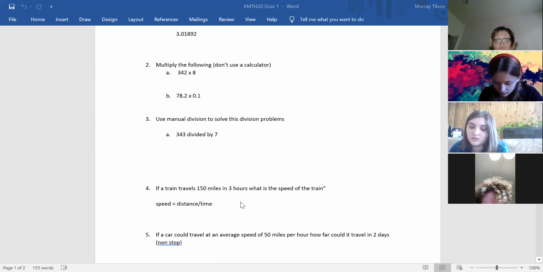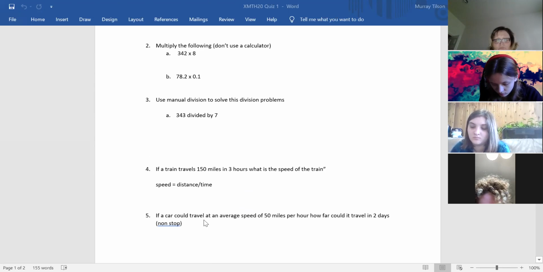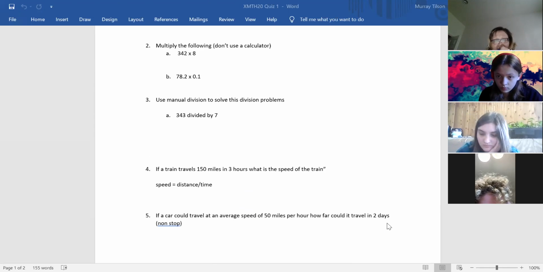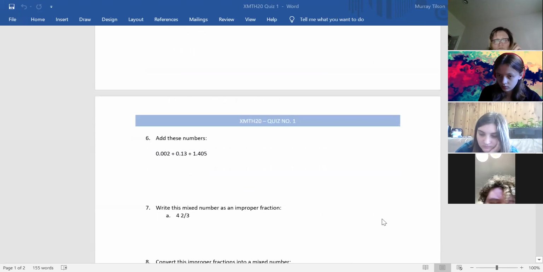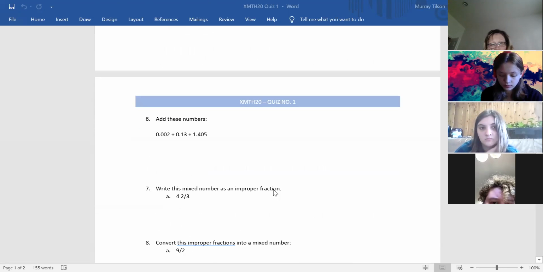Find the distance, or actually find the speed in this one. I gave you the formula. In this one, you want to find the total distance that it travels in 2 days. How many hours are in 2 days? That's what you have to know for that, and then multiply it times the rate. Add these numbers. Make sure to put the decimal in the right place, make it a straight column.